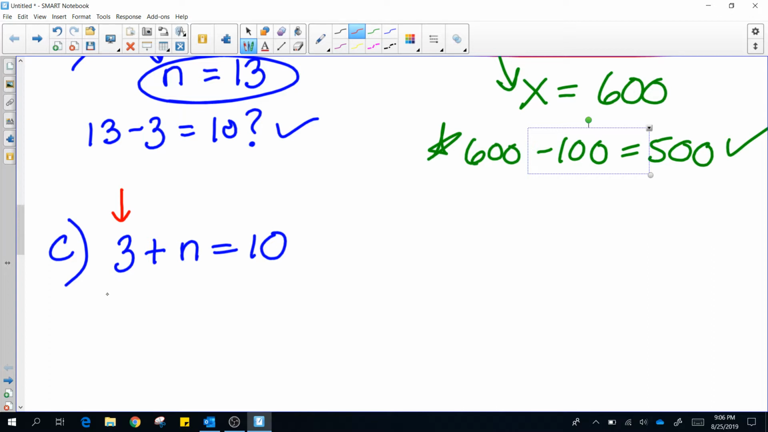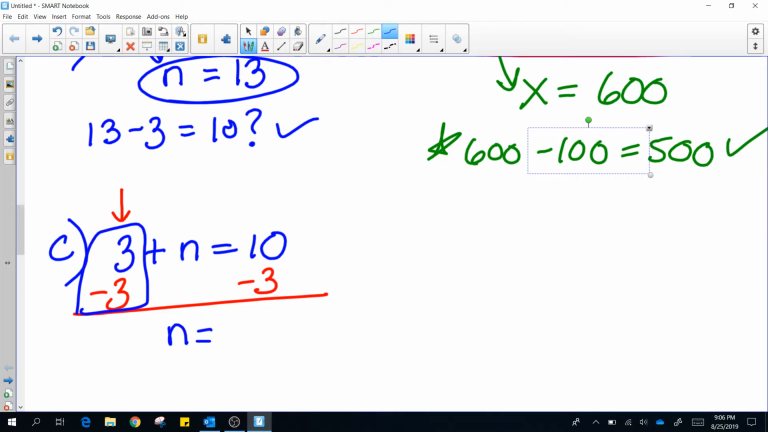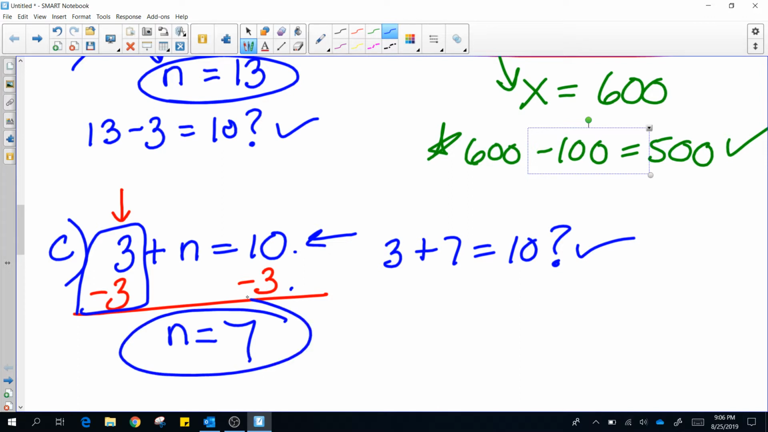Okay, so 3 is technically positive, it's being added. So if I subtract 3 from both sides, here I get 0, and I'm left with n. 10 minus 3 is 7. And then you have to ask yourself, is that true? So if I substitute back in here, if I do 3 plus 7, do I get 10 as an answer? I sure do. So that number had to be 7.